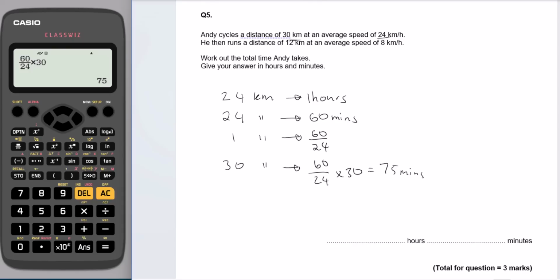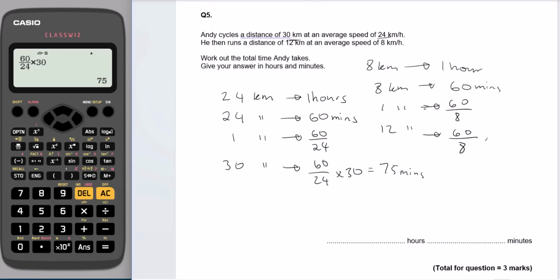Now he then runs a distance of 12 kilometers at an average speed of 8 kilometers per hour. So let's go ahead and find the time for this bit. So 8 kilometers is 1 hour, which in terms of minutes is 60 minutes. So 1 kilometer will take 60 divided by 8. Then 12 kilometers will take 60 divided by 8 times 12. Let's put this in our calculator. 60 divided by 8 times 12 gives us 90. So 90 minutes.